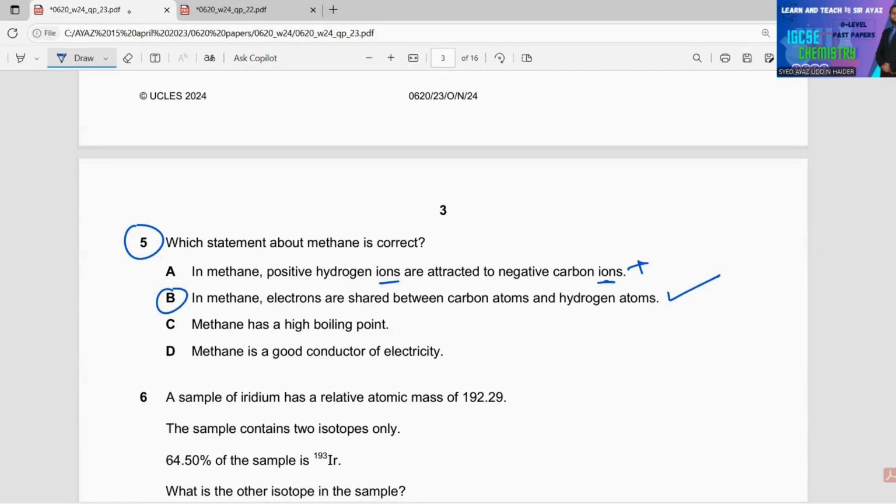For the convenience, I'm reading the other statements. Methane has a high boiling point. This is wrong. It must have low boiling point. So this is incorrect. What about D?